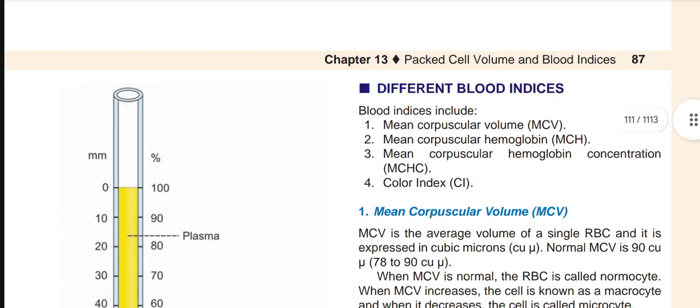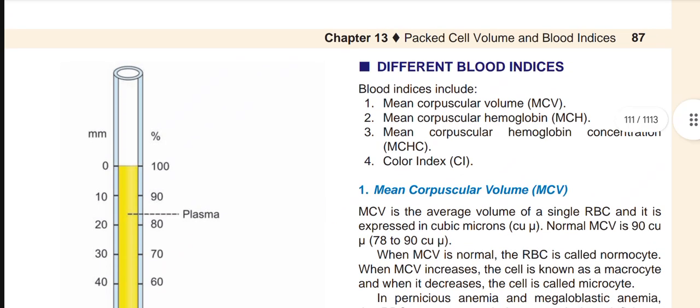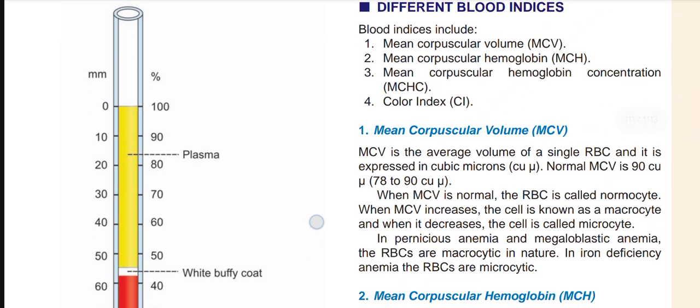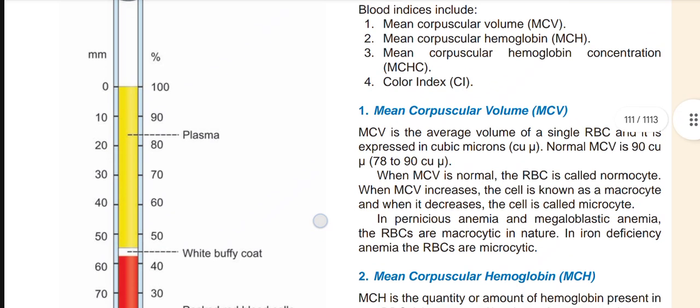Different blood indices. Blood indices include mean corpuscular volume or MCV, mean corpuscular hemoglobin or MCH, mean corpuscular hemoglobin concentration or MCHC, then color index or CI. Let us discuss one by one. First, mean corpuscular volume. MCV is the average volume of a single RBC and it is expressed in cubic microns. Normal MCV is 90 cubic micron, and it ranges between 78 to 90.